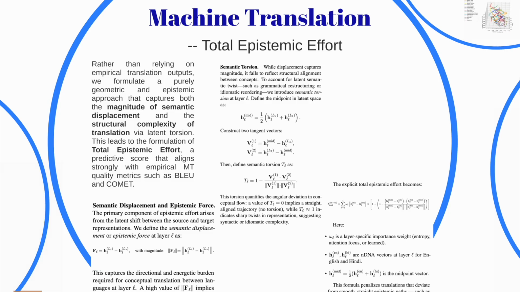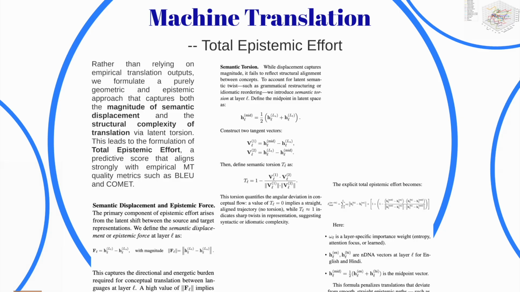For each transformer layer, we measure two things. Per layer L, we compute two terms. Semantic displacement: how far the English and target language representations are from one another for the same content. Let d sub L be the length of the difference between the target vector at layer L and the English vector at layer L. Semantic torsion: how their directions of progress differ across depth.